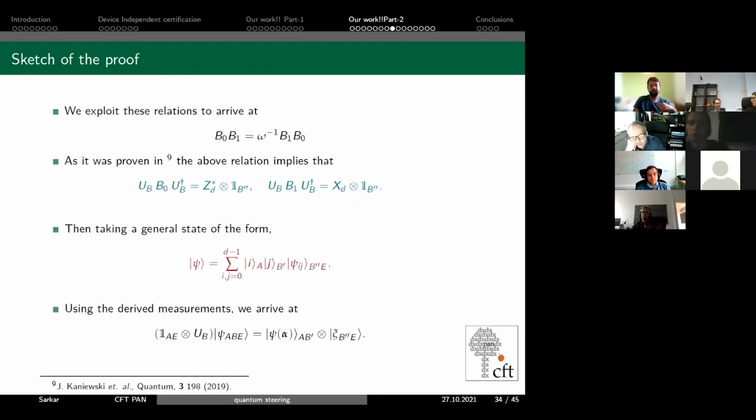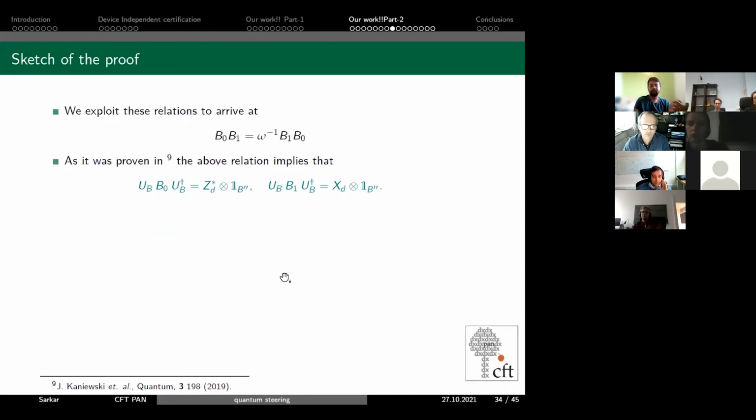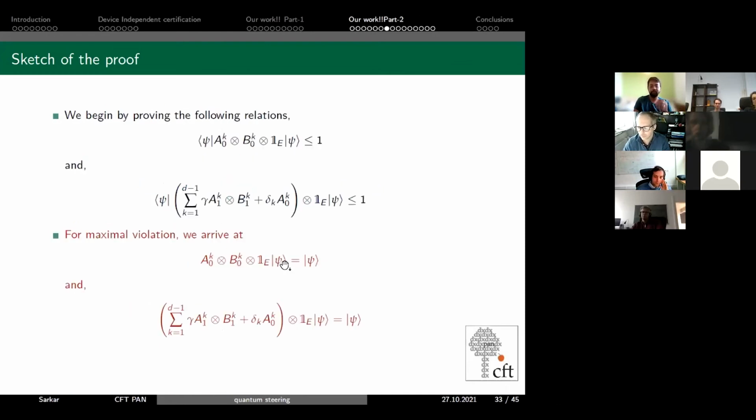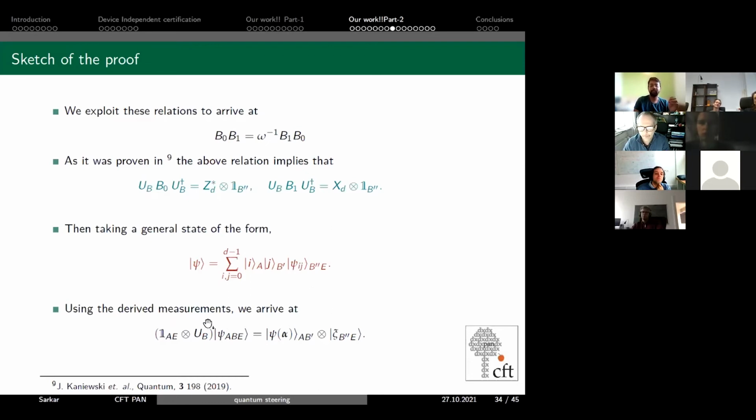Now we take a general state of the form like this, because now I know that Bob's Hilbert space is factored out like some d-dimensional Hilbert space times some other Hilbert space. Then you can put this state in these two equalities, and also put the derived measurements, and then you can find the exact form of the state, which will be something like this.